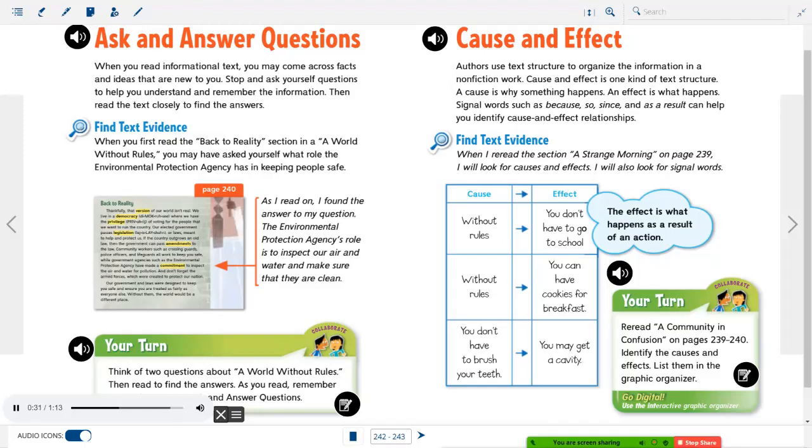Find text evidence. When I reread the section A Strange Morning on page 239, I will look for causes and effects. I will also look for signal words. Graphic organizer. Cause, effect. Cause, without rules. Effect, you don't have to go to school. Cause, without rules. Effect, you can have cookies for breakfast. Cause, you don't have to brush your teeth. Effect, you can get a cavity. Caption: the effect is what happens as a result of an action.